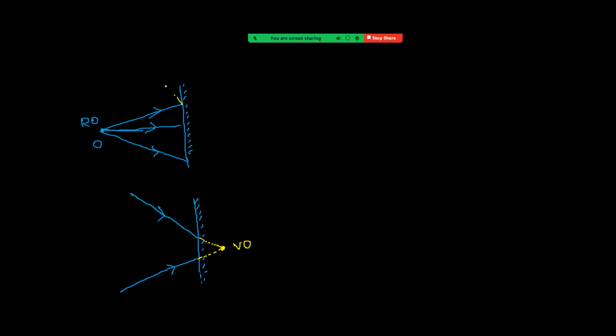After reflection, we can see the rays are now diverging, right? If you extend these rays back, the diagram is not correct. Let me correct it once.